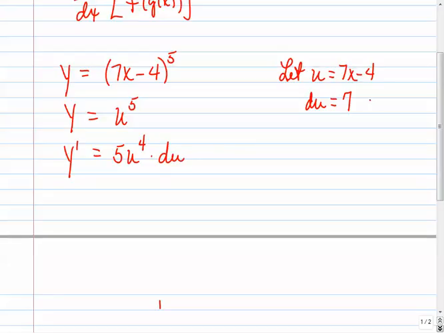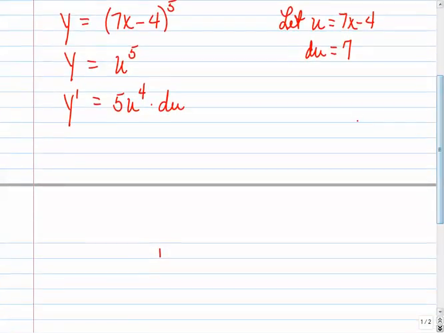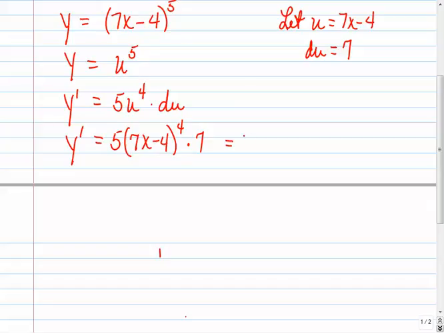So if you look over to the side, we know what u is, we know what du is. So we're just going to substitute those values in to find our derivative. So I'm going to write this as 5 times, and in place of u, I'll write 7x minus 4, and that's to the fourth power, and then times the du, which is 7. So the derivative y prime is 5 times 7x minus 4 to the fourth times 7. And we could actually multiply the 5 times 7 to get 35 times 7x minus 4 to the fourth.